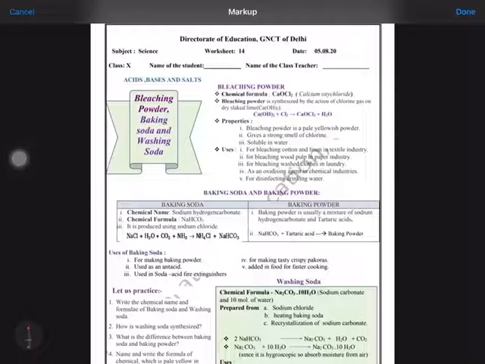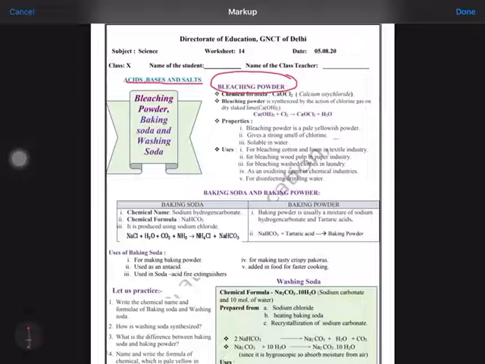Again from Chapter 2, Acids, Bases and Salts. Now in this worksheet, as in the last worksheet, we have read about sodium hydroxide. As I told you, from now onwards the next worksheets will be based on salts. So this is the second salt which we are going to study. Today we are going to talk about a very important salt whose name is bleaching powder.